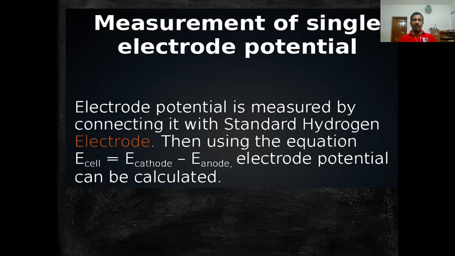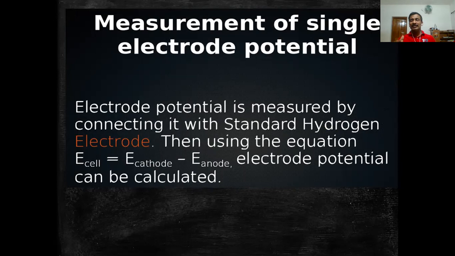You will get the value of 0.76 if the conditions are standard. Cell potential, E cell, is equal to 0.76. That is equal to E cathode minus E anode. Here hydrogen is taken as the cathode. So you can write here 0, 0 minus E anode. That means the electrode potential of zinc. So 0.76 equals minus E anode, or E anode, that is the electrode potential of zinc, is equal to minus 0.76. In this way, we can measure electrode potentials of all the electrodes.